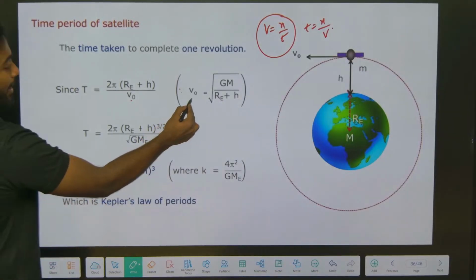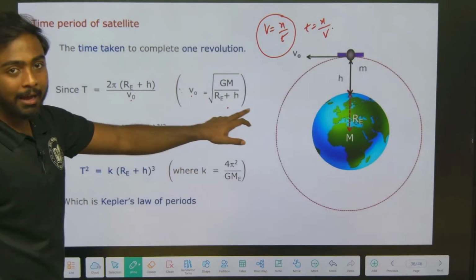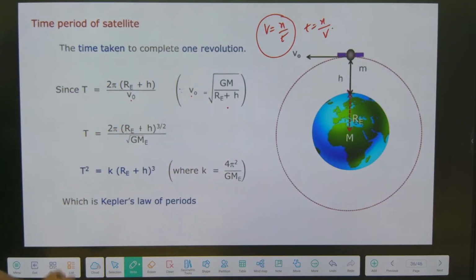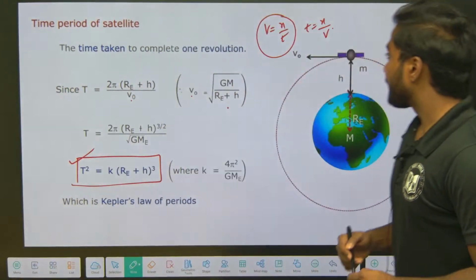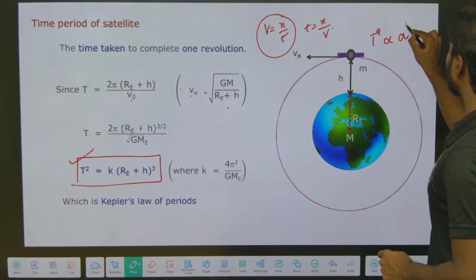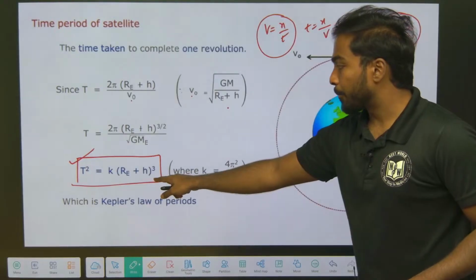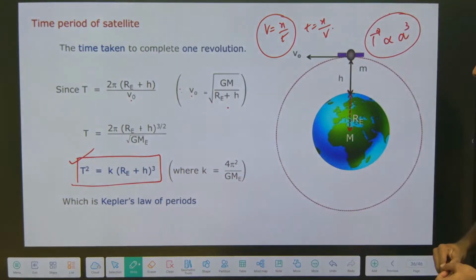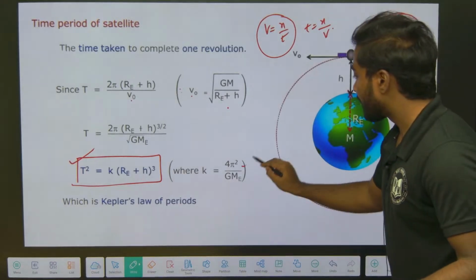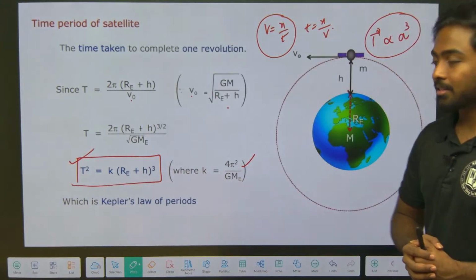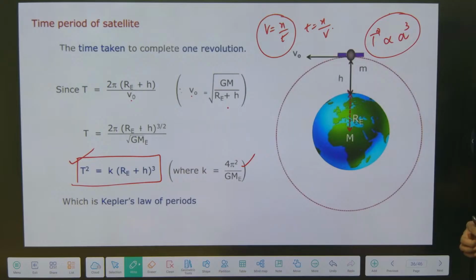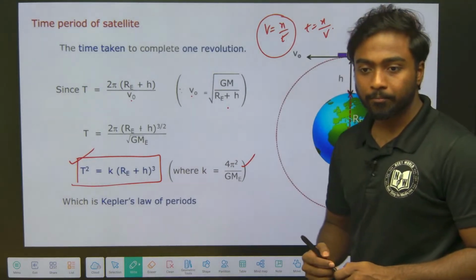So if we substitute the value, v naught equals root over G M by r plus h in here, we will get T square equals k into r plus h whole cube. Somewhere we have seen the formula, right? Yes, it is Kepler's third law. T square is directly proportional to a cube. The same thing, T square is directly proportional to r plus h whole cube, where k is the constant, which is nothing but 4 pi square by G M. G is the gravitational constant and M is the mass of the earth. So this is the time period of the satellite.